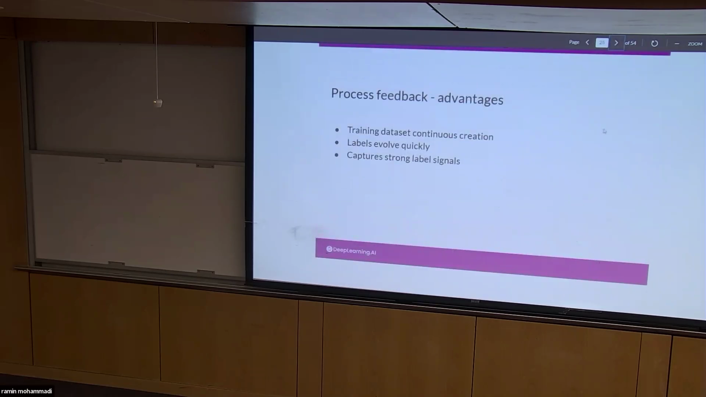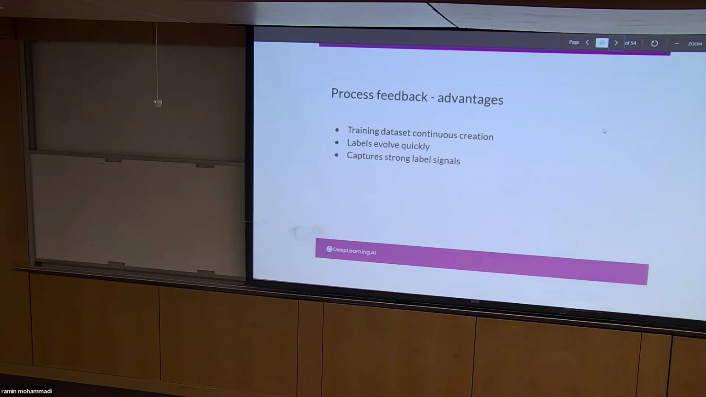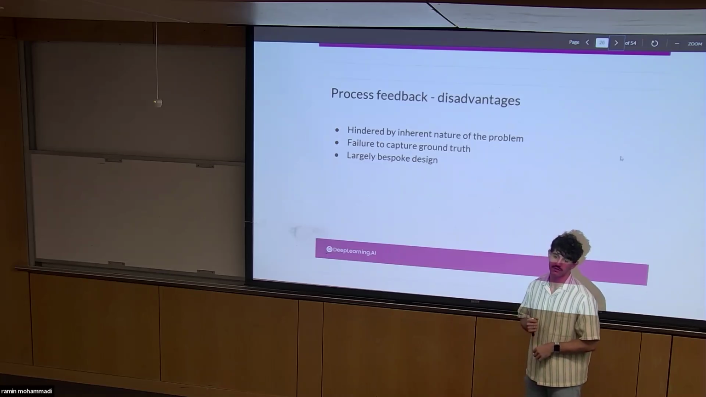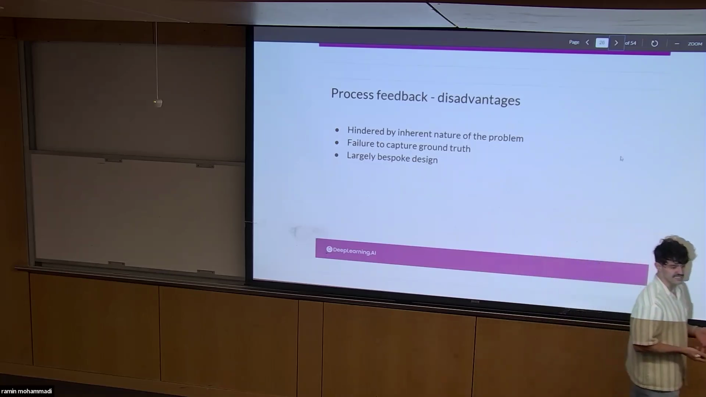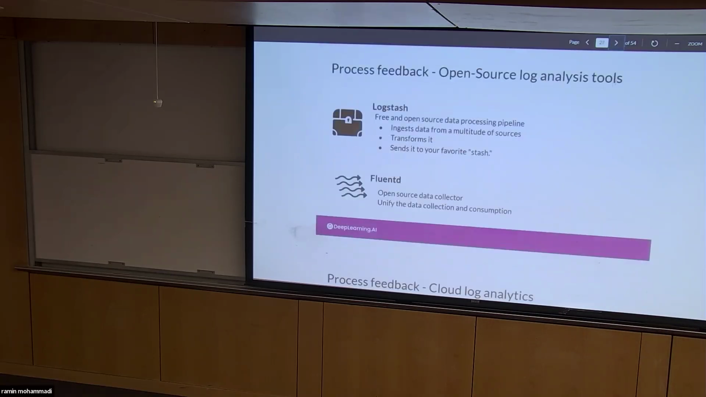So that's the idea of direct labeling. It has some advantages. Basically, you can easily create data. Labels evolve quickly. It can capture strong labeling signals because you get the labels from the user exactly. It also has disadvantages. It's hindered by the inherent nature of the problem. It's largely bespoke design, so you cannot have the same design everywhere else. And it's also easy to fail to capture the ground truth, because you need to keep in mind that what the user thinks is the correct answer is not necessarily always the correct answer, right? So you need to account for the noise that the user will introduce by labeling for you.